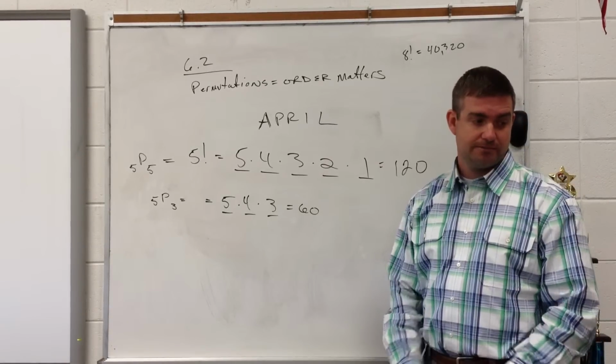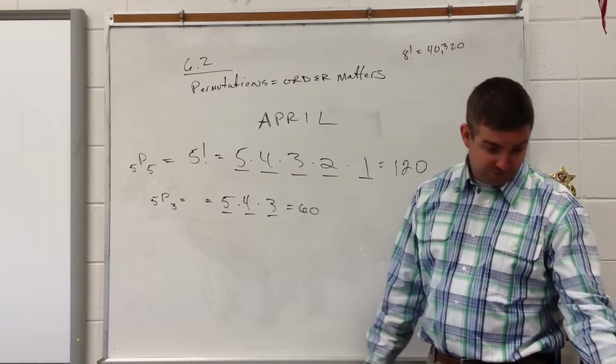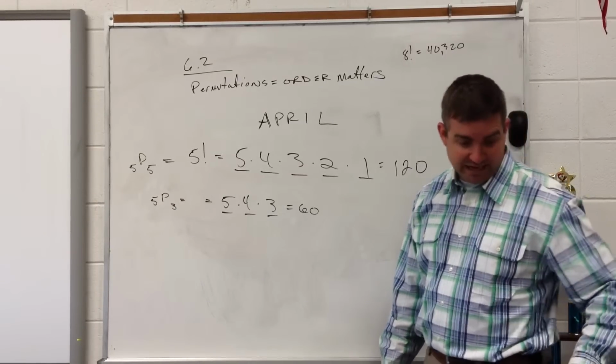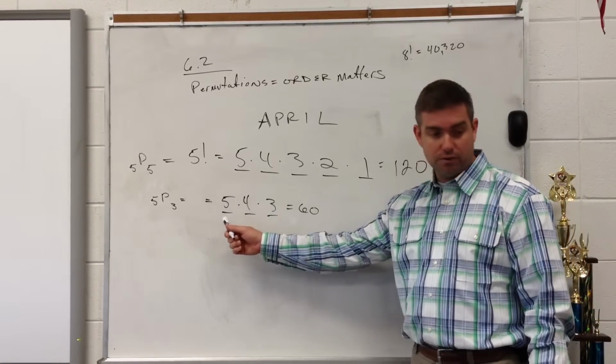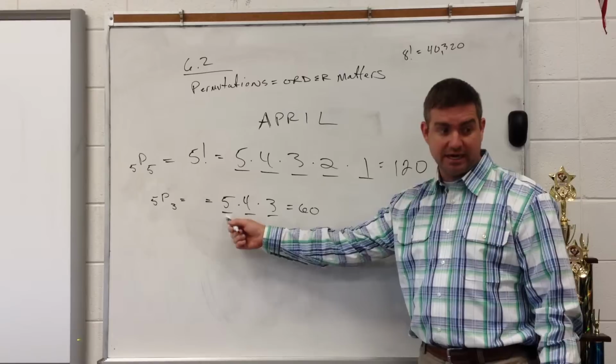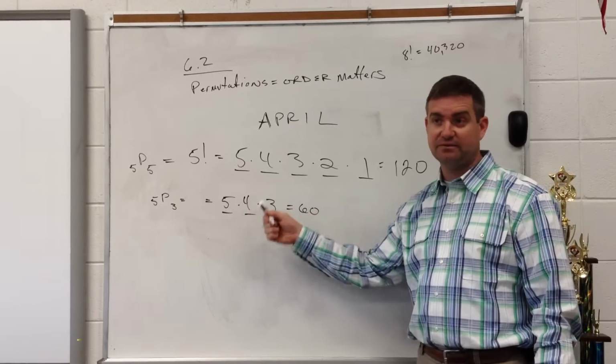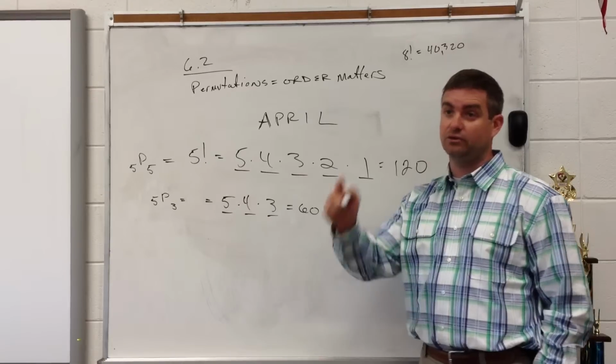Do you have a factorial for the second one? You do. There's a formula that I made you copy down. It's n factorial over n minus r factorial. But it's much easier just to know if I'm choosing 3, then I only have 3 choices. And I say 5 times 4 times 3. That formula is a little difficult to me.